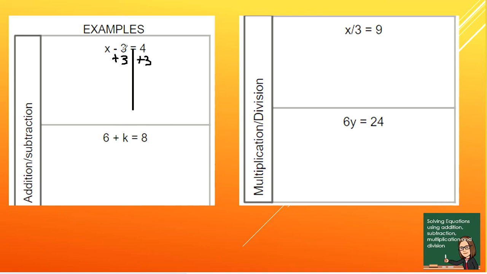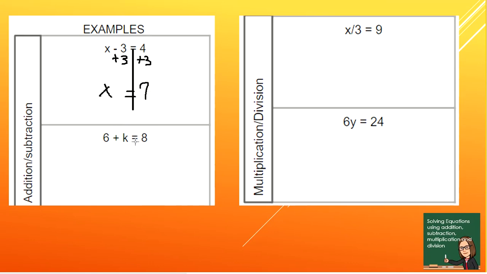So now, x minus 3 plus 3, if you remember back to the first lesson we did, minus 3 plus 3 becomes a 0. So it's gone. So I'm left with an x equals 4 plus 3 is 7, and that's it. That's all you have to do. So let's look at the next one.